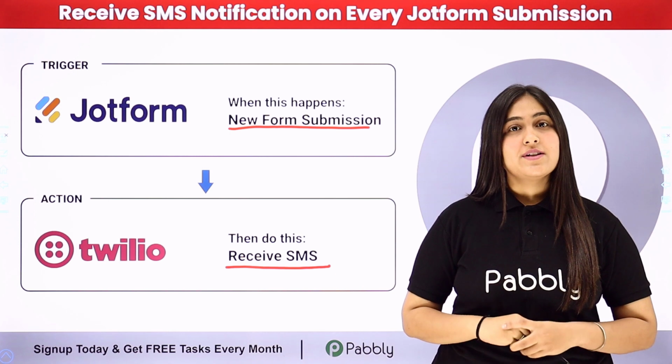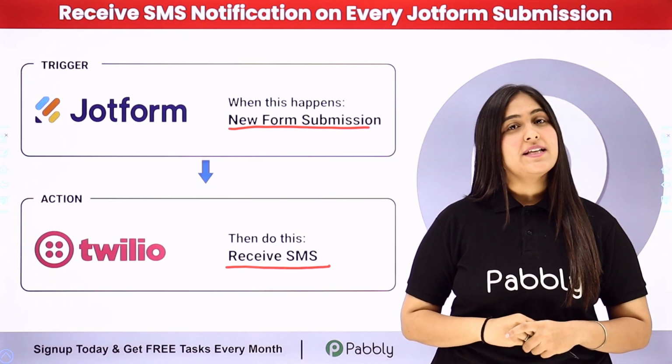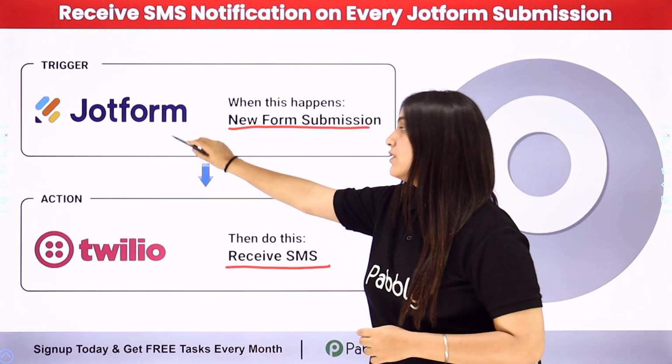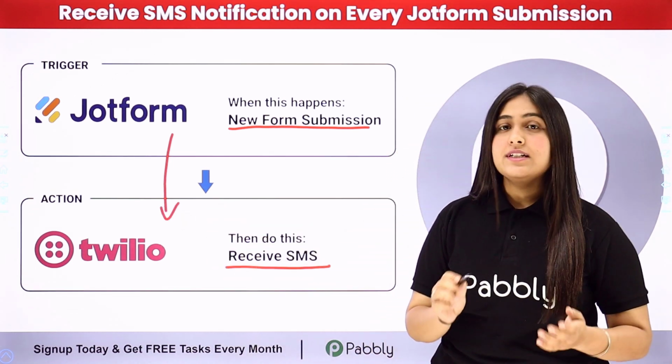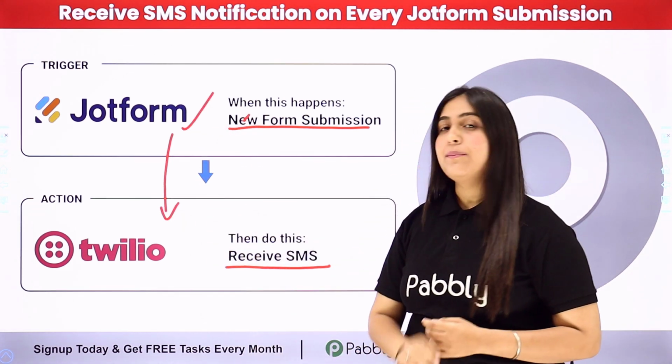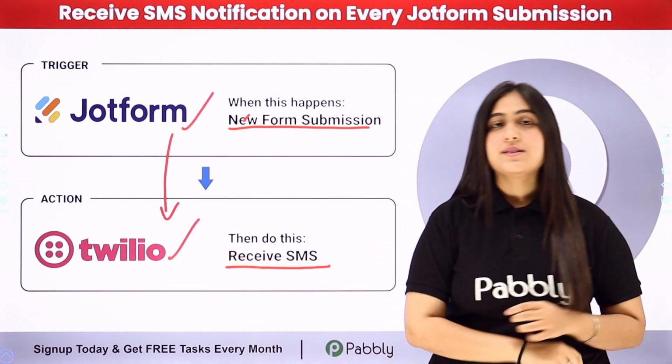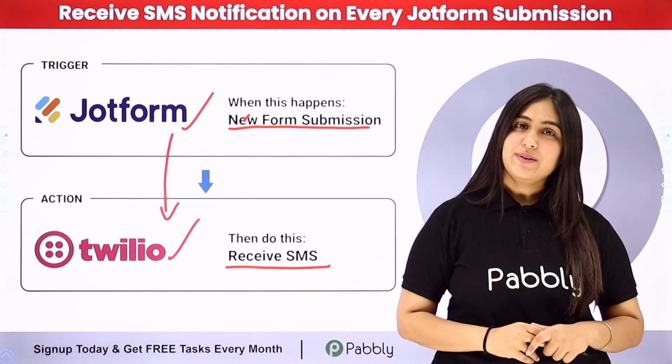So to automate this process, we will use an automation software named as Pabbly Connect, in which we need to connect our trigger and our action. Here our trigger application will be Jotform and our action application will be Twilio. So to learn this process step by step, let me take you to my screen.